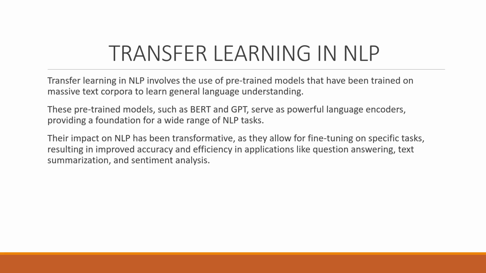In this slide we can see transfer learning in NLP. This approach involves using pre-trained language models that have already learned general language patterns and structures from vast databases. Pre-trained models like BERT, Bidirectional Encoder Representations from Transformers, and GPT, Generative Pre-trained Transformers, are examples of powerful language encoders. These models are initially trained on large text corpora to understand language broadly, rather than for any specific tasks.